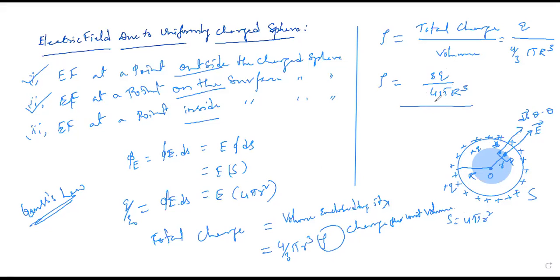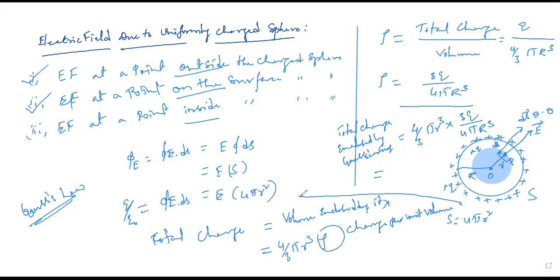Okay, substitute this one. So after substitution, the total charge enclosed by the Gaussian surface should be written as 4 by 3 pi small r cube into the other one, 3Q divided by 4 pi capital R cube. Just simplify this, everyone. What will you get?